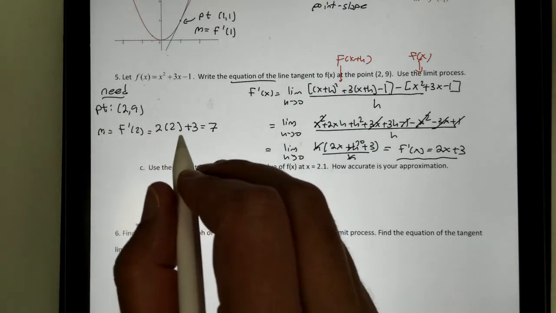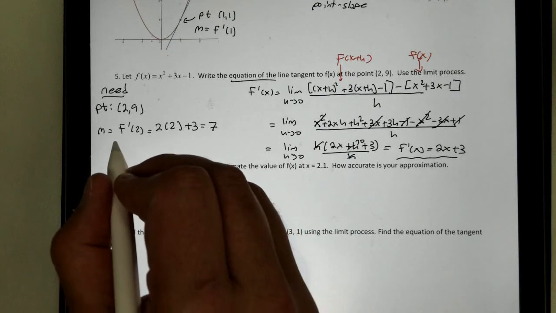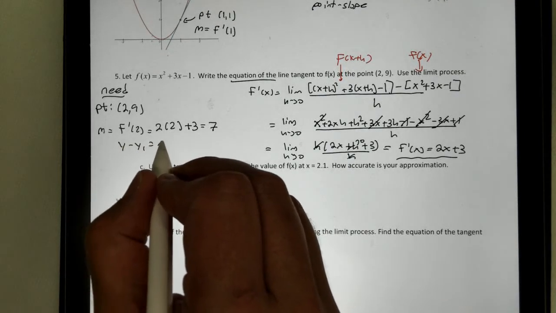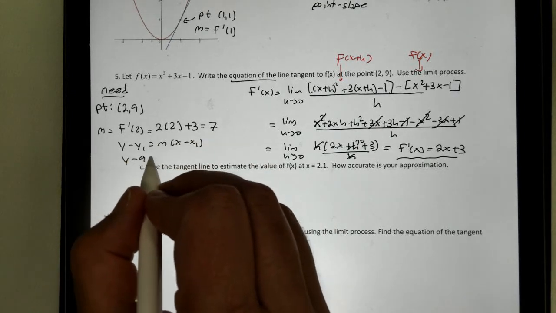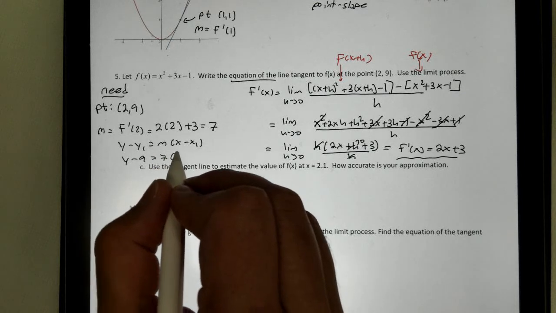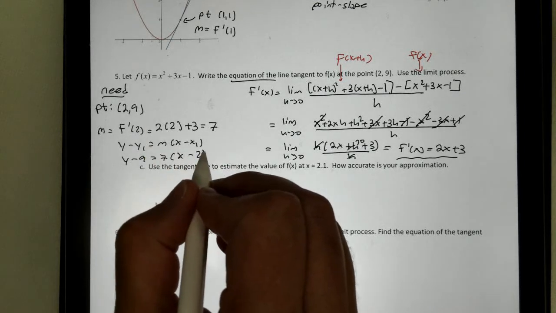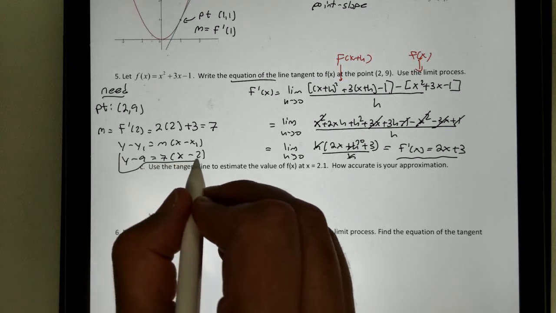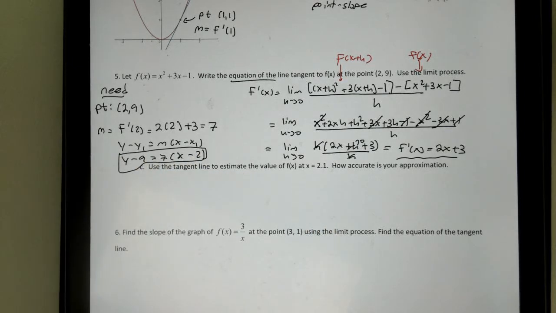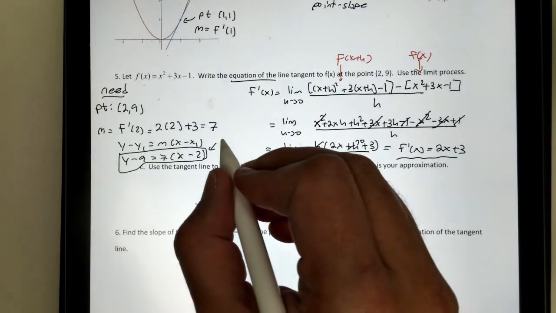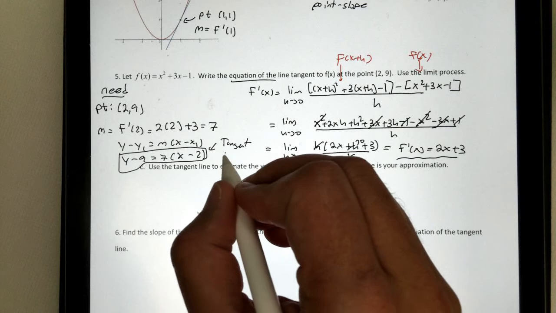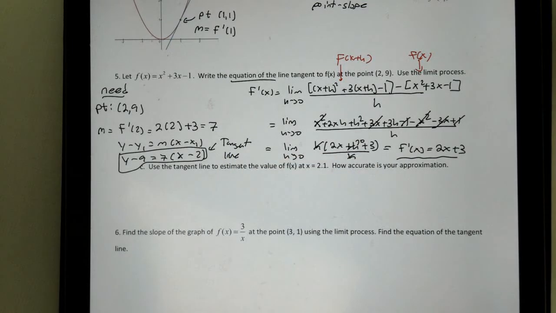Now I'm going to write my line. To get my line, I'm going to use my point slope. y minus y1 equals m times (x minus x1). So that's going to become y minus 9 equals, my slope is 7, times x minus x1, which is 2. Please leave your answer like this. Do not simplify. Just leave it alone. We're going to talk a lot about this. So this right here, if we were to graph this parabola, this is the equation of our tangent line, and that's huge for us.